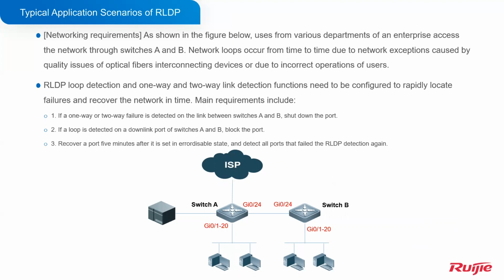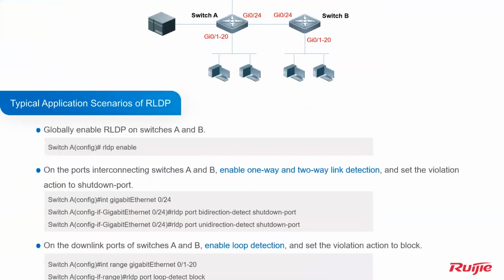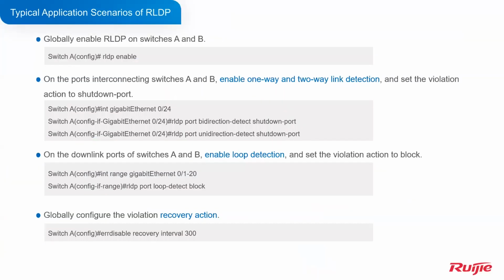If a one-way or two-way failure is detected on the link between switch A and B, shut down the port. If a loop is detected on a downlink port of switch A and B, block the port. Recover a port 5 minutes after it is set in error disabled state. Detect all ports that failed the RLDP detection again. Okay. After knowing the requirements, next let's see the configuration of these devices.